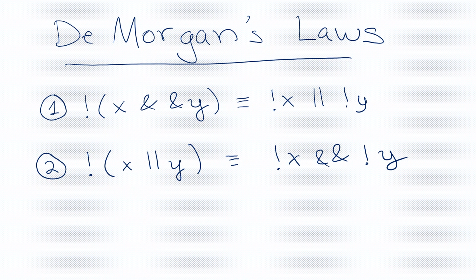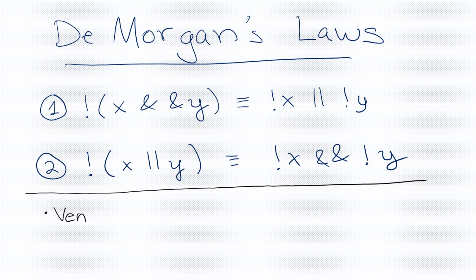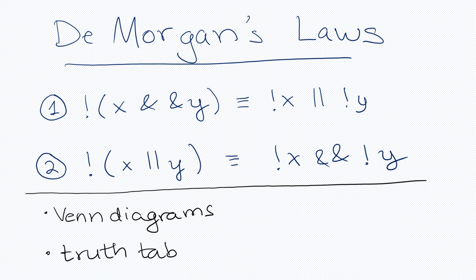I think some things that will help to explain what they mean a little bit better are visuals, if you like Venn diagrams, I think those help to draw it out. Another thing you can do is draw out a truth table and convince yourself that De Morgan's laws are really correct. So let's go ahead and do that.